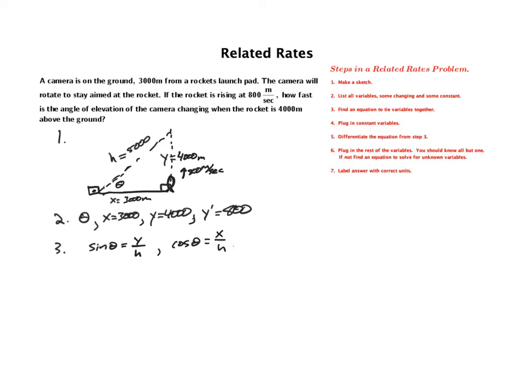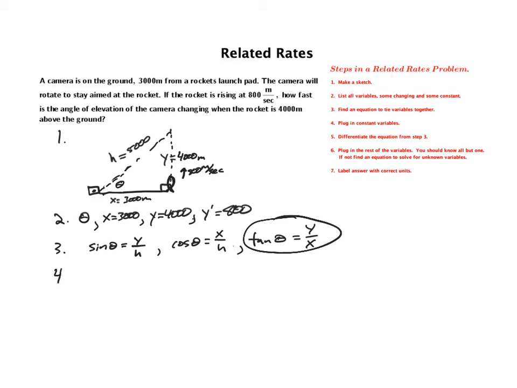Another that we might consider would be tangent of theta, and that's going to be y over x. Now we get to use our constant variable, the x. But notice we also are going to come up with, when we differentiate this, a y prime. And we know y prime. So this might be our best choice, and we'll go with this equation.